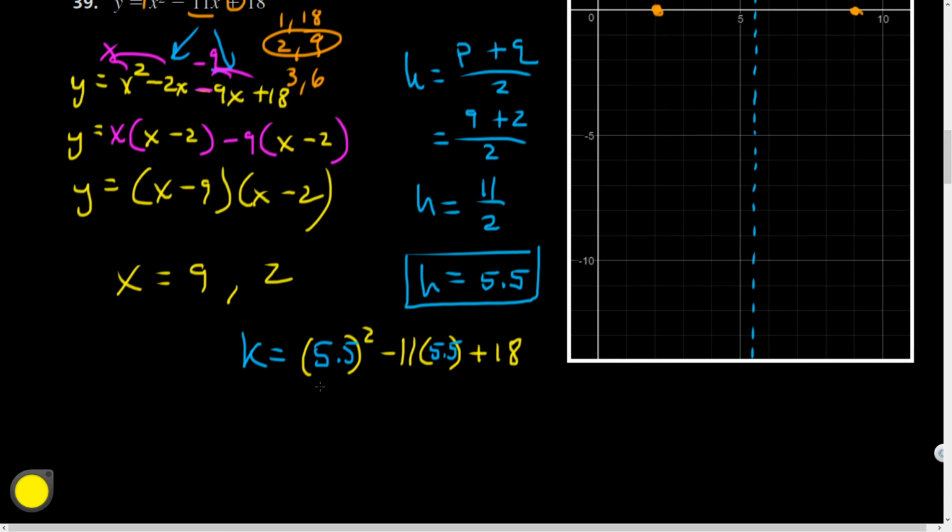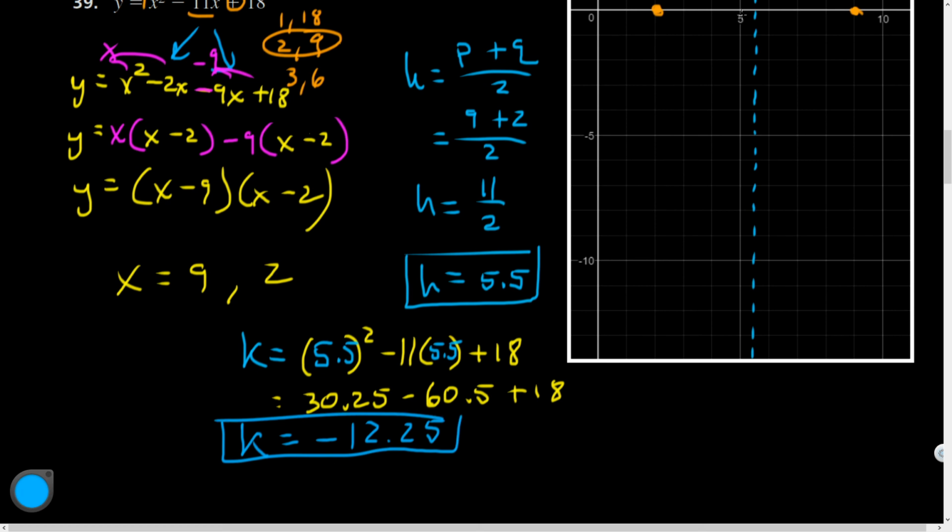So let's see, 5.5 squared. I'm not going to know that off the top of my head. 30.25 minus 11 times 5.5, which is 60.5, plus 18. Oh, here we go. And let's see, so k equals 30.25 minus 60.5 plus 18. I'm getting negative 12 and a quarter. And so let's plot that. Negative 12 and a quarter right there.